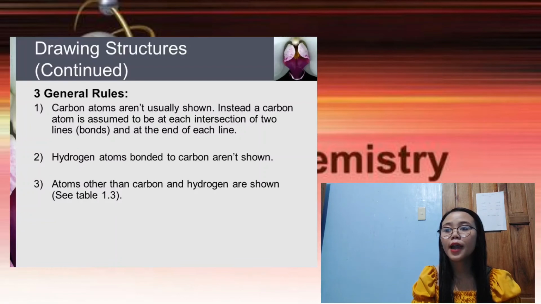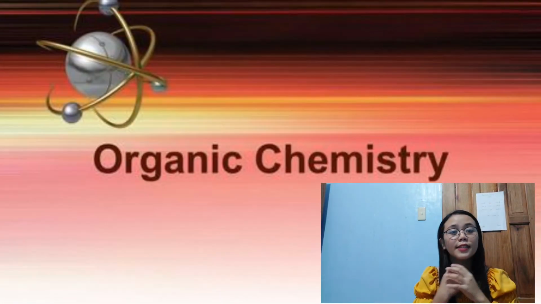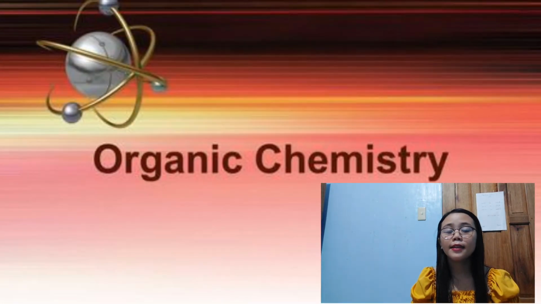First, carbon atoms aren't usually shown. Instead, a carbon atom is assumed to be at each intersection of two lines, bonds, and at the end of each line. Second, hydrogen atoms bonded to carbon aren't shown. Last, atoms other than carbon and hydrogen are shown. That's it, class. And now let's move to the summary.